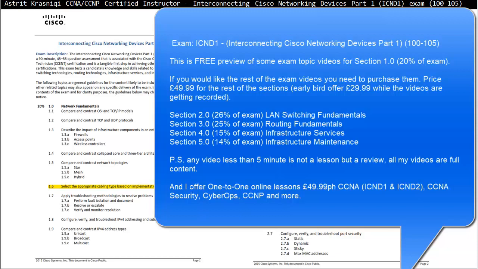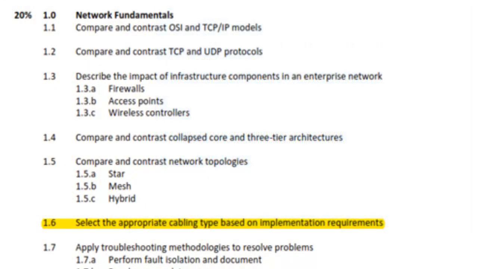On this video we are covering Interconnecting Cisco Networking Devices Part 1, or ICND1. This is for exam 100-105. Now we're moving on to section 1.6. Select the appropriate cable type based on implementation requirements.